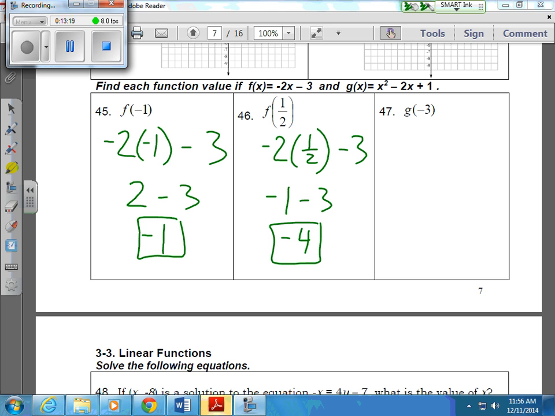G of -3 means we're going to use the g function. We're going to put -3 in for x. And we get +9 plus 6 plus 1. So we get 16.